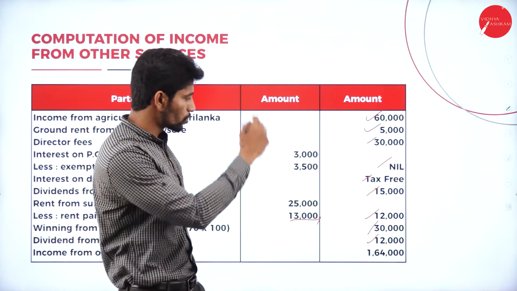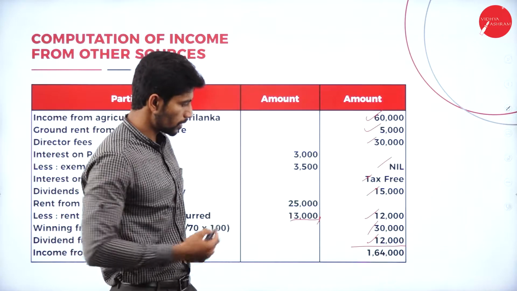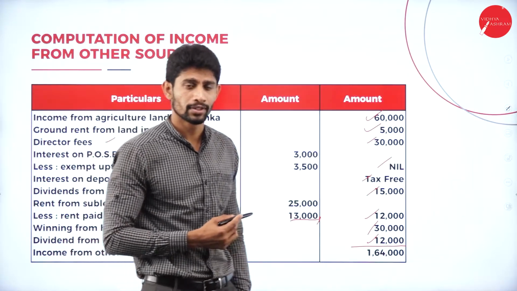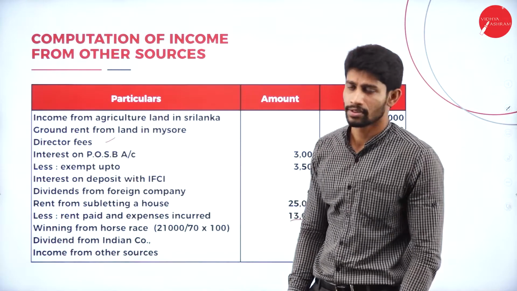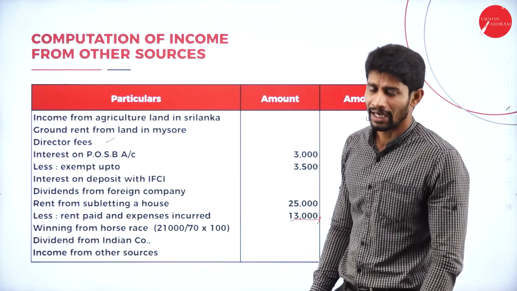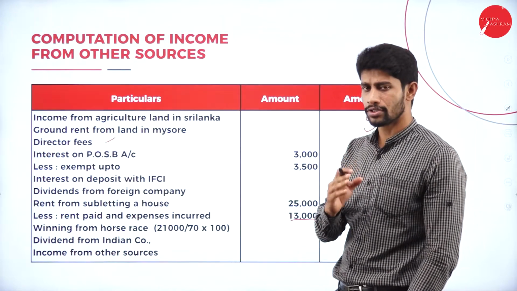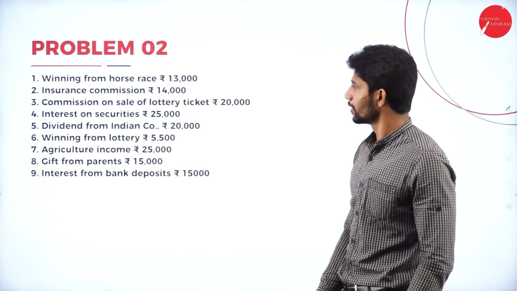If you total the outer column, the total you will get is 1,64,000. That total is called income from other sources. So this is how we are supposed to solve the problem under income from other sources. I hope you all understood how to solve the problem. So now moving on to the next problem.